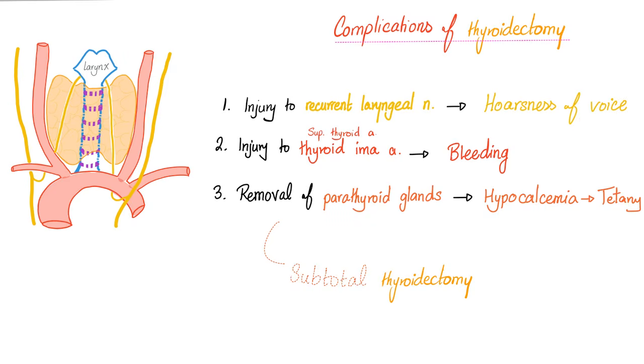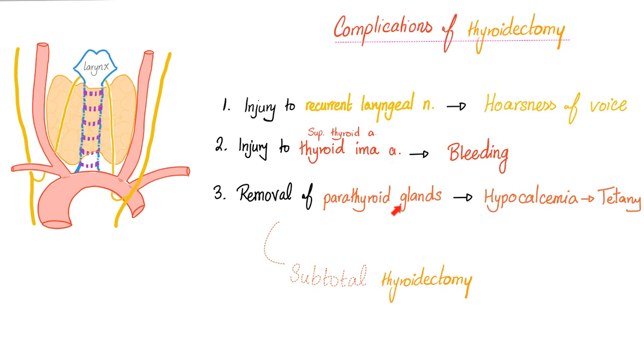You can injure the superior thyroid artery or the thyroid ima artery or inferior thyroid artery, etc., which will lead to bleeding. Superior thyroid and inferior thyroid are present in everybody. The thyroid ima artery is only present in 10% of the population.